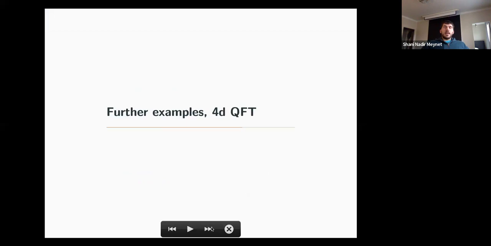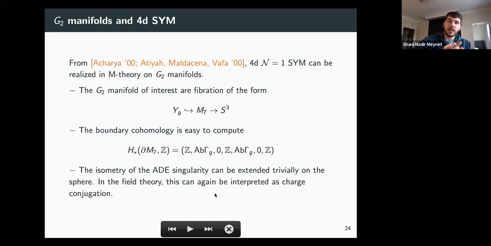Finally, as a last example, which will clarify a bit more the role of isometries in the construction of the SymTFT and why we should consider them to fully capture the spectrum of topological operators of our theory, is the case of a 5D or 4D super Yang-Mills engineered again in M theory by means of a G2 manifold. The G2 manifolds we are using are constructed as a fibration over S3 of the ADE singularity. We really like ADE singularities.